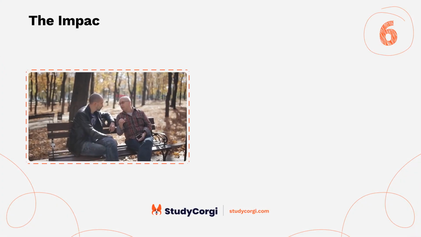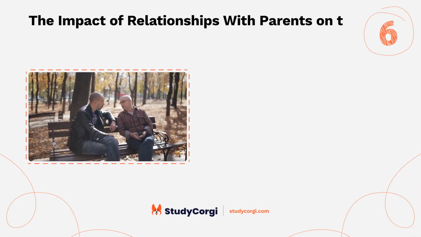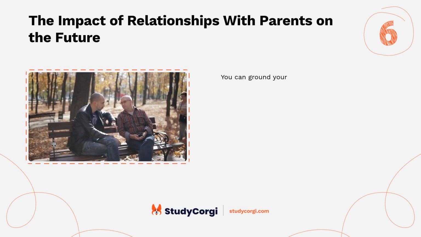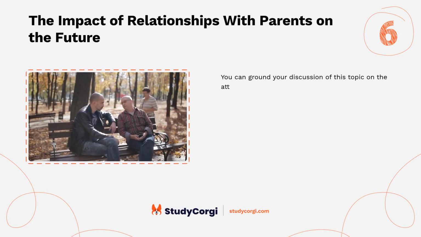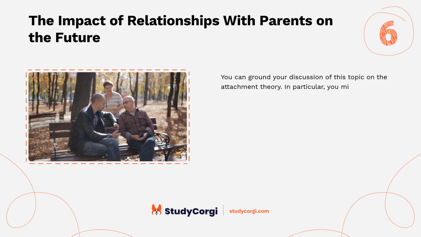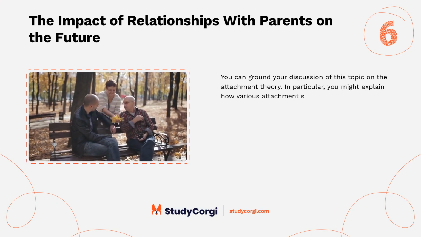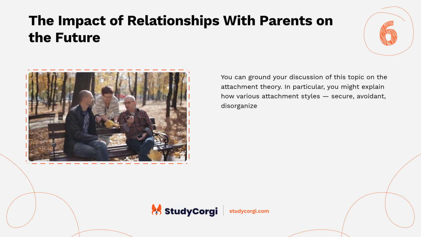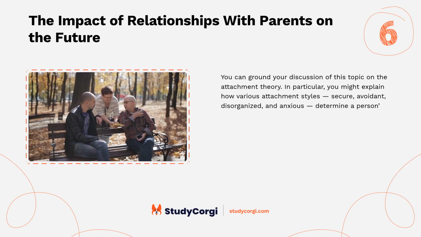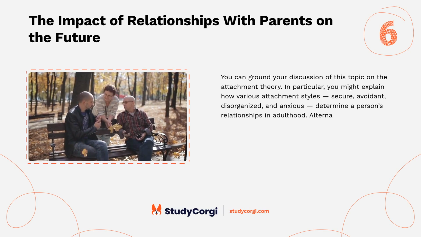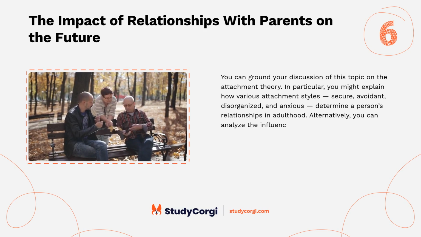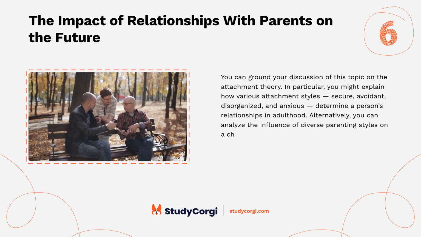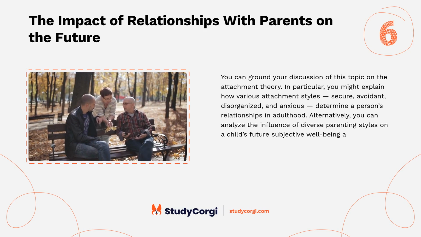The impact of relationships with parents on the future. You can ground your discussion of this topic on the attachment theory. In particular, you might explain how various attachment styles, secure, avoidant, disorganized, and anxious, determine a person's relationships in adulthood. Alternatively, you can analyze the influence of diverse parenting styles on a child's future subjective well-being and objective performance.